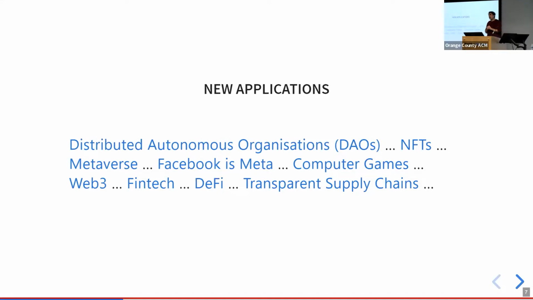And we all heard about NFTs, and we had a talk here, I think two meetings ago, about NFTs. Then the metaverse, people talk a lot about the metaverse. Facebook even changed its name. Another big area is computer games. And then the Web 3.